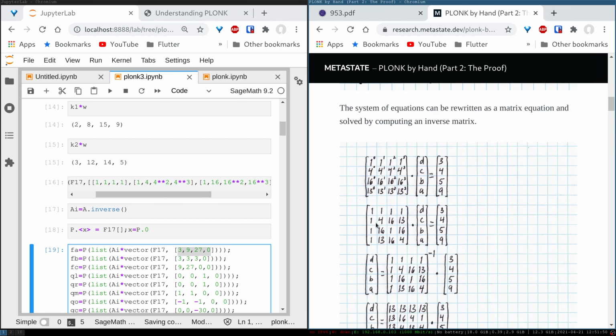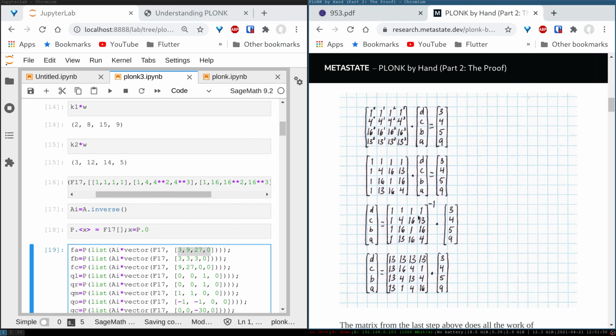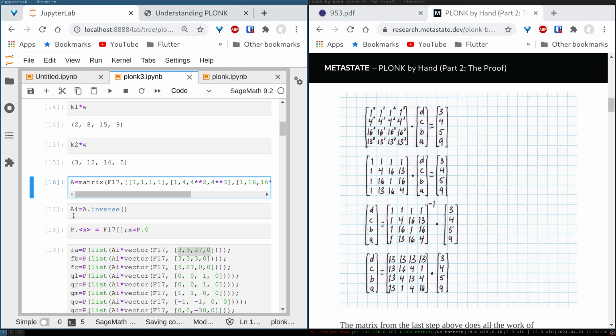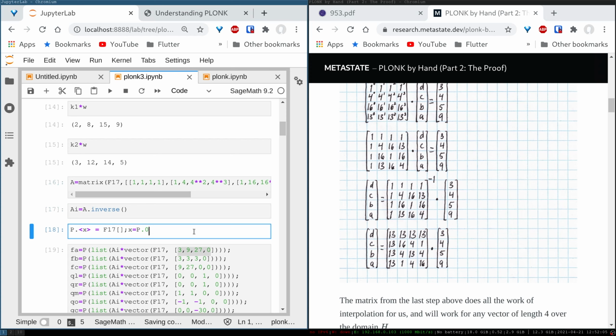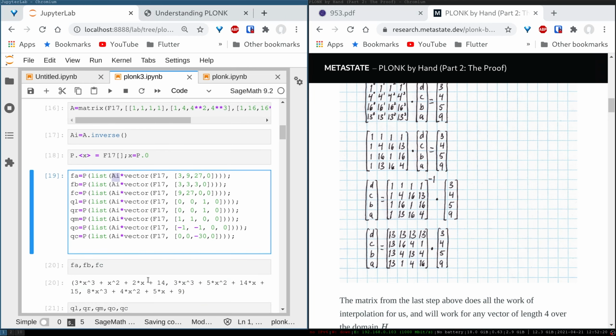If you want to do that once and for all, you evaluate this inverse matrix. So we do it here. A is this matrix, which is the same as this one. Then we invert it, and we find the solution to our polynomial, our coefficients, by multiplying this inverse, AI, by the desired coordinates. We have to do this for A, B, C, QL, QR, QM, QO, and QC, and this is done here.